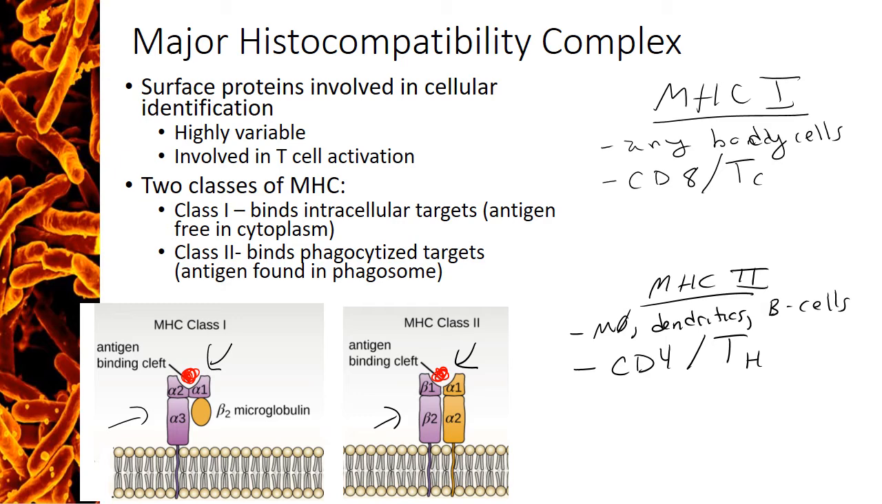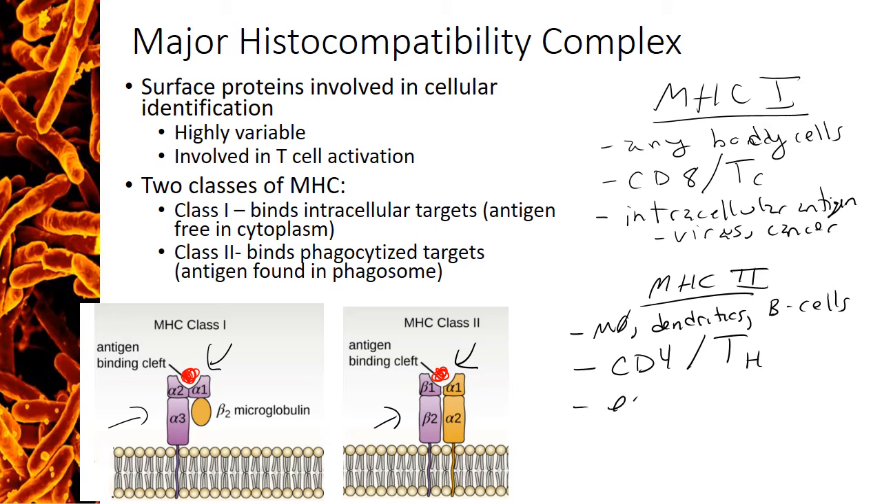So MHC1 is presenting intracellular antigen. This is proteins that the cell itself was making from its own ribosomes in its cytoplasm, which means these intracellular antigens can become problematic if you have things like a virally infected cell, or if you have cancerous cells where their proteins are not forming properly anymore. That's what MHC1 and those cytotoxic T cells are supposed to be focusing on.